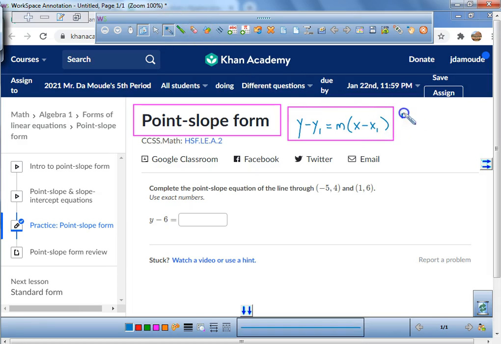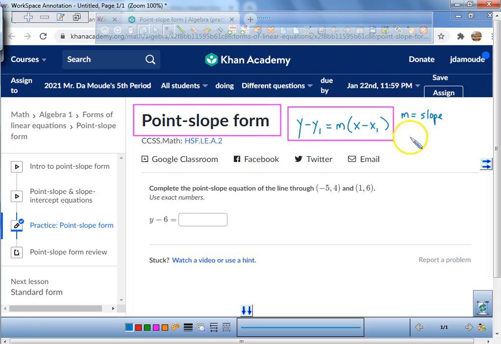Point slope form has the m value, which is going to be your slope, and it also has an x1 and a y1 value known as an ordered pair. Now, the ordered pair is considered to be not the slope, it's considered to be a point. So the point is the ordered pair, the slope is the m value. So in point slope form, the point is that x1, y1, that's the point. The slope, that's your m value in point slope form.